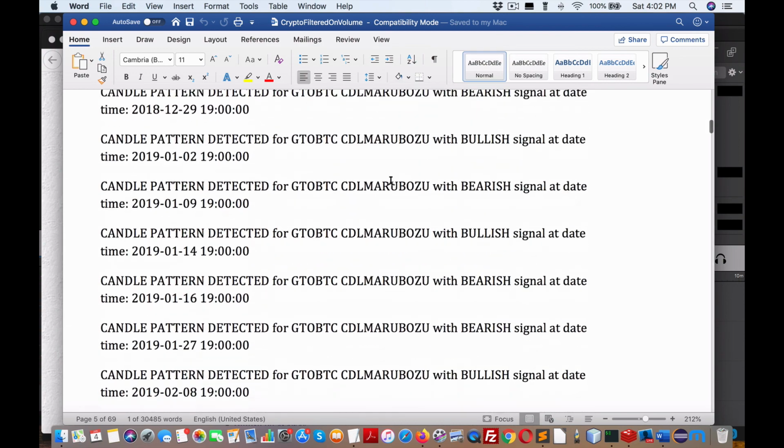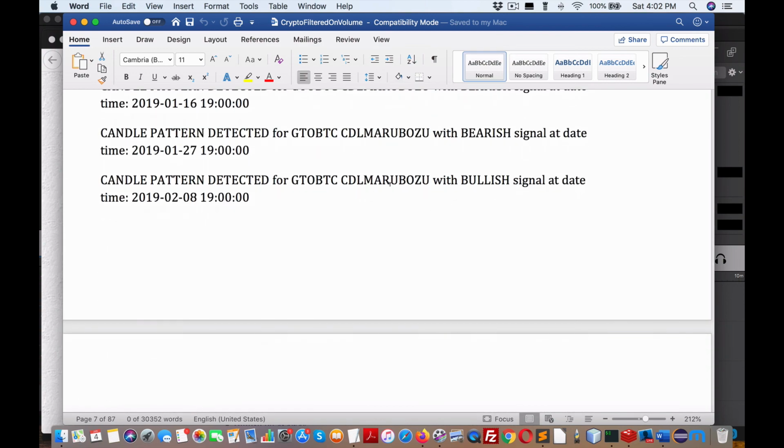So this may be kind of overkill, but it's there if you want it, and this report can be helpful. Hopefully it'll help you out.